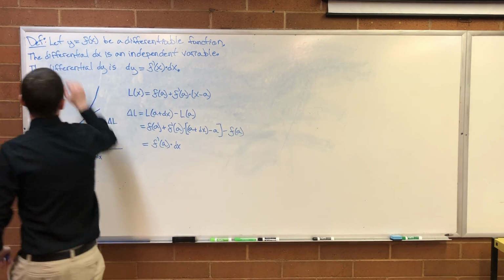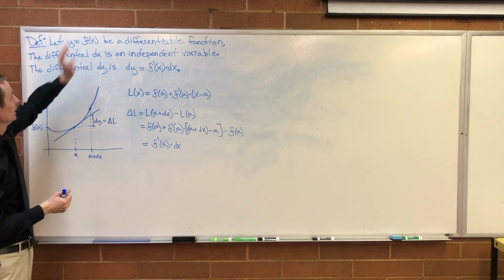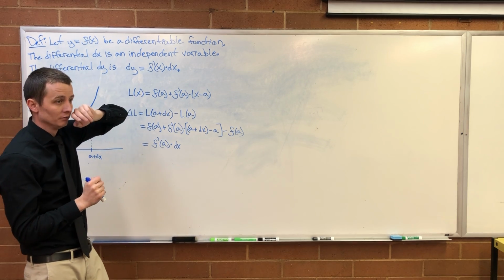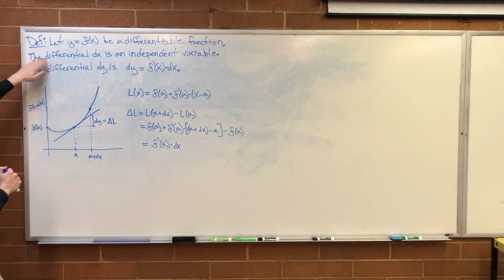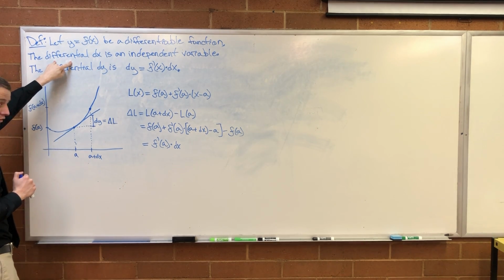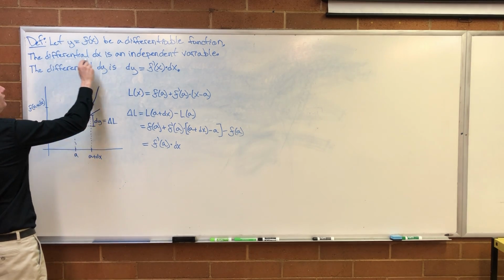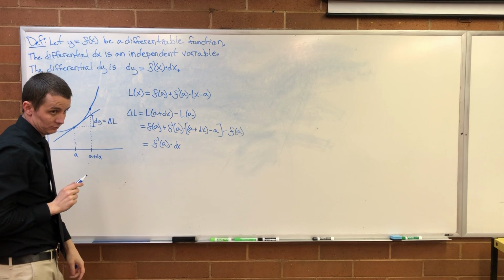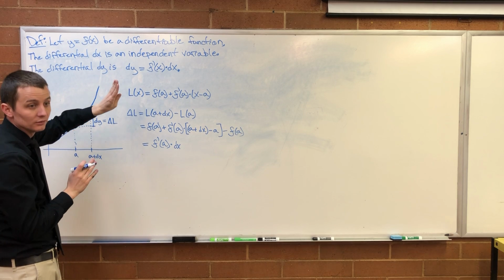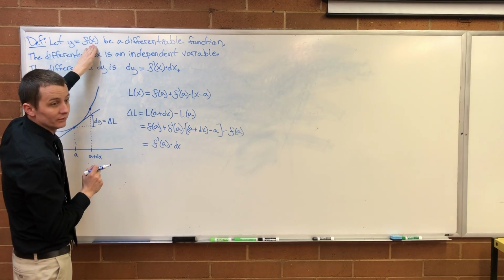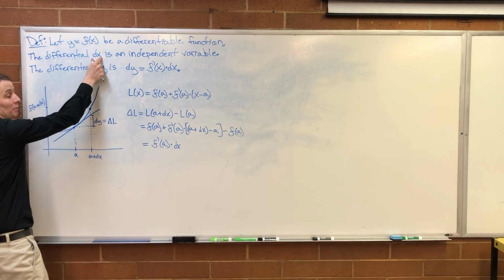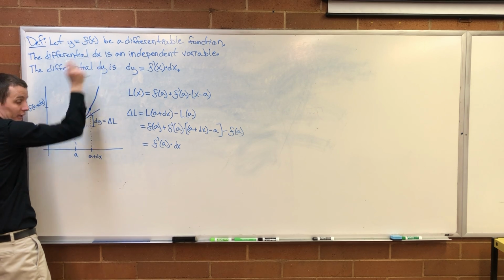So definition. Let y equal some function in terms of x, y equal f of x, and let it be a differentiable function, so you can take the derivative of it anywhere on its domain. The differential dx, a new word, is an independent variable, meaning you pick a number and plug it in. When y equals f of x, x is the independent variable, y is the dependent variable. So dx is just going to represent an independent variable. We're going to plug in numbers for it.